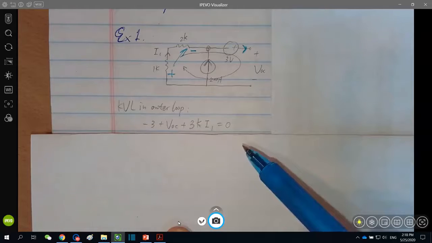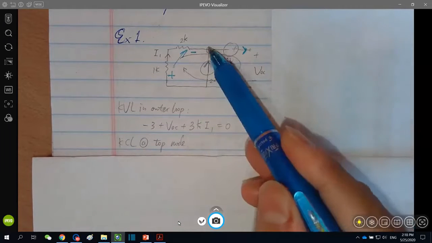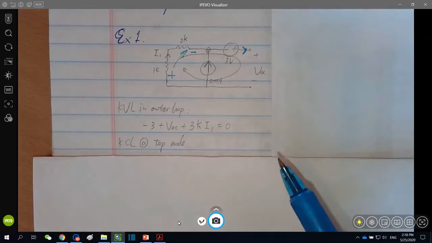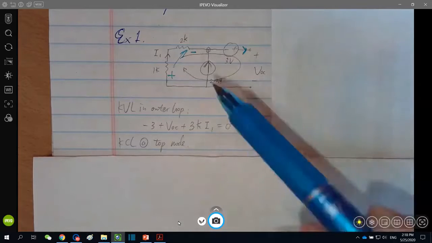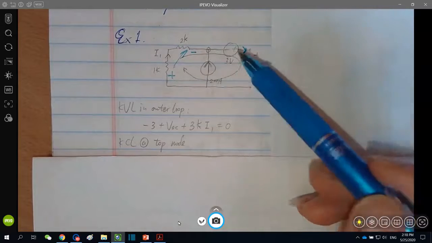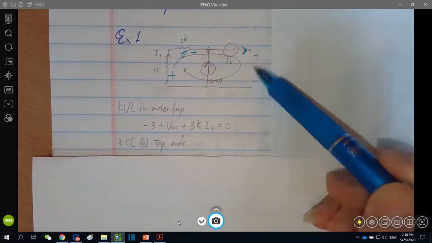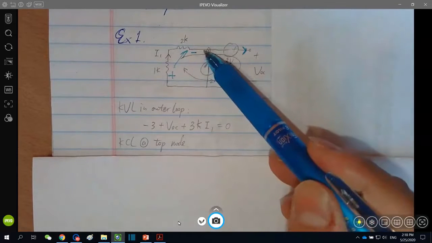And here I'm writing KCL. I'm selecting the top node as the node to write KCL for. And how many currents are involved in this KCL? First, we are seeing 1, 2, 3 branches. However, we just mentioned this branch has no current because of this open circuit. So very nice, only 2 currents involved.